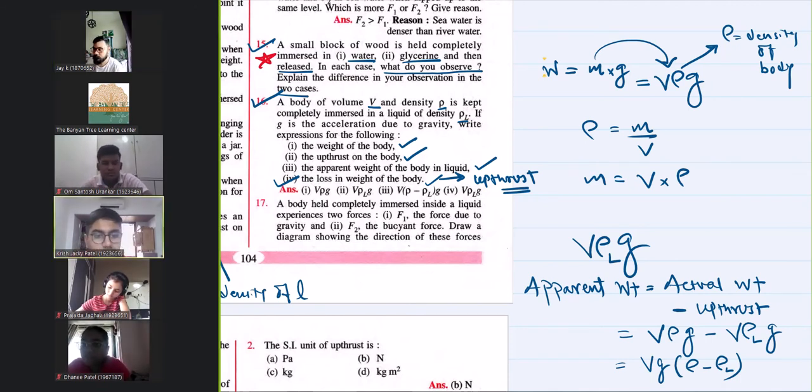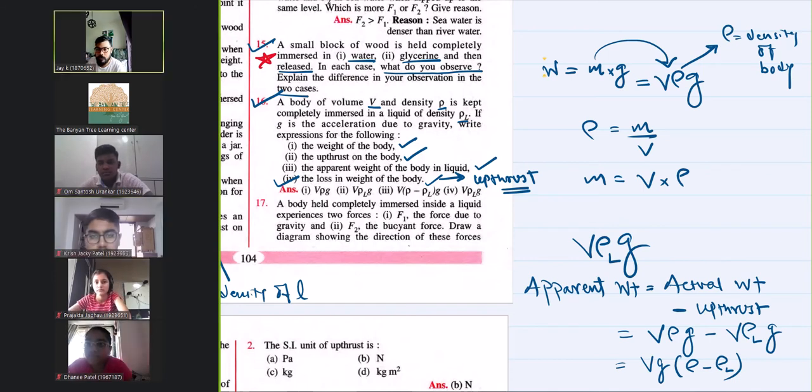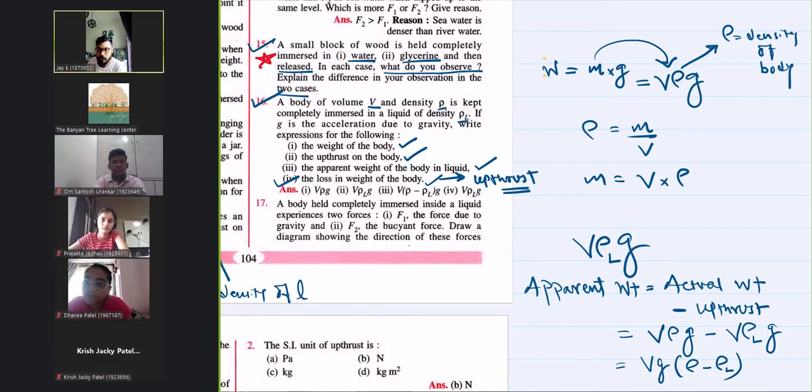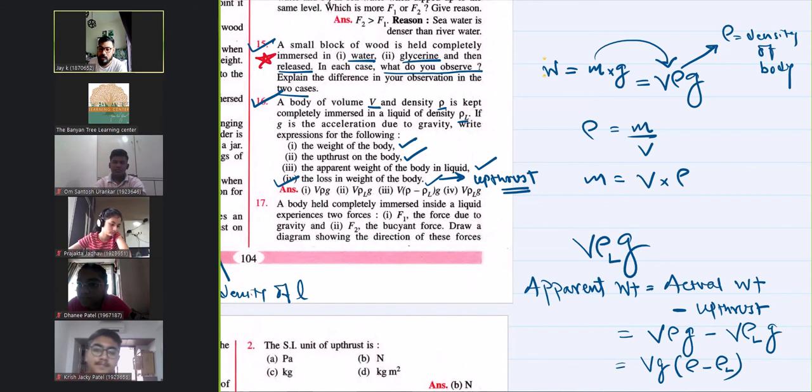Sir, apparent means the one which appears. So if a body is, let's say, 50 kg in weight, and in liquid its weight becomes 30 kg, the apparent weight is 30 kg. How much has it lost? 20 kg. So 20 kg will be the upthrust.